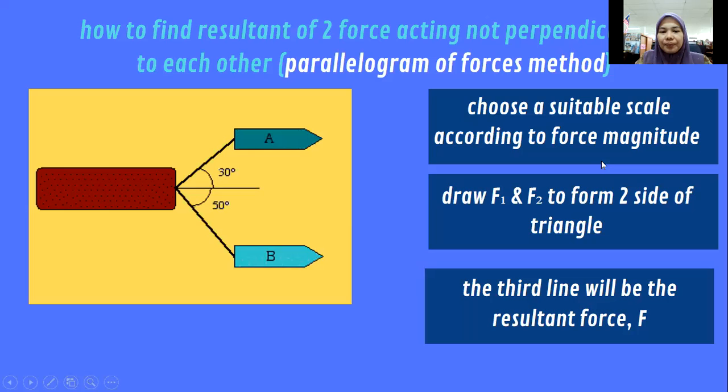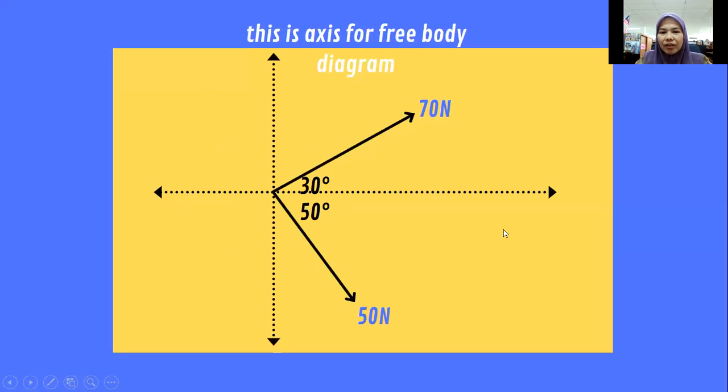Next, how to find the resultant force of two forces not perpendicular to each other. We can also use another method, that is the parallelogram of force method. In this method, step number one, you have to choose a suitable scale according to the force magnitude, same as our previous example. Draw F1 and F2 to form two sides of a triangle, and the third line will be the resultant force. Most likely the same, but we have some differences.